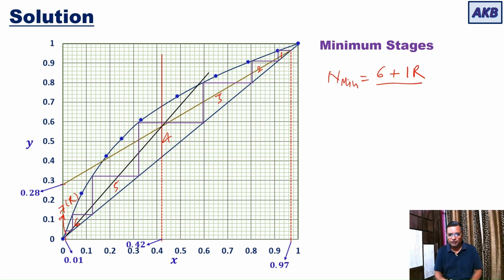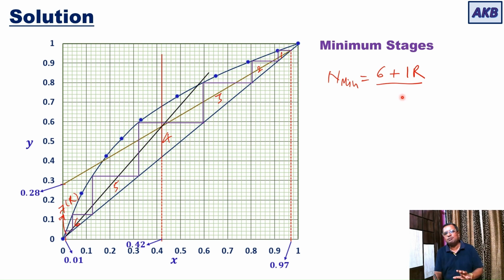Here there is no question of a feed plate, because when the column is operating under total reflux, feed is not continuously admitted to the column. Initially enough feed is given to the column and then it is stopped, and then the column is operated under total reflux. Again, I am giving a link to the video in which I have discussed the concept of distillation under total reflux. Please watch that. So the answer to the fourth question is 7 stages. You cannot have less than 7 stages. So the minimum number of stages in this case is 7, 6 stages and 1 reboiler.